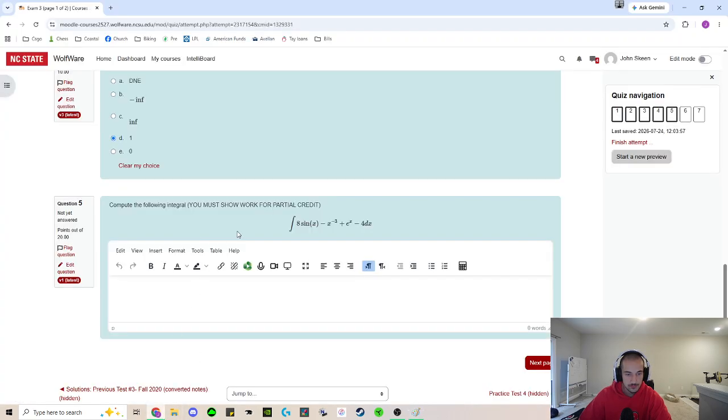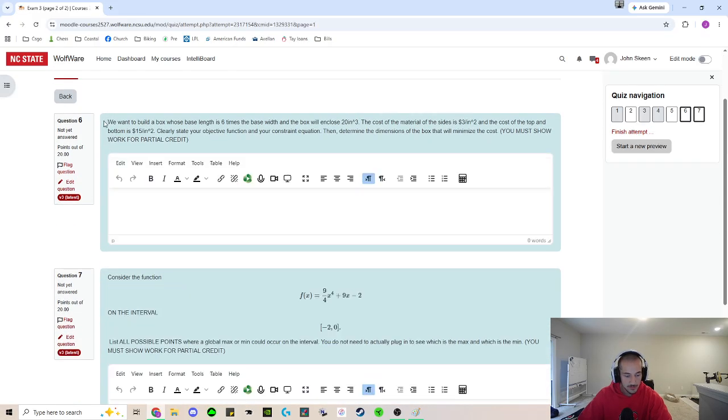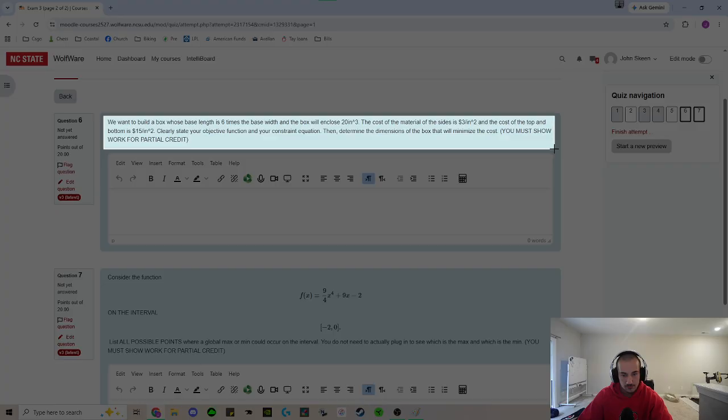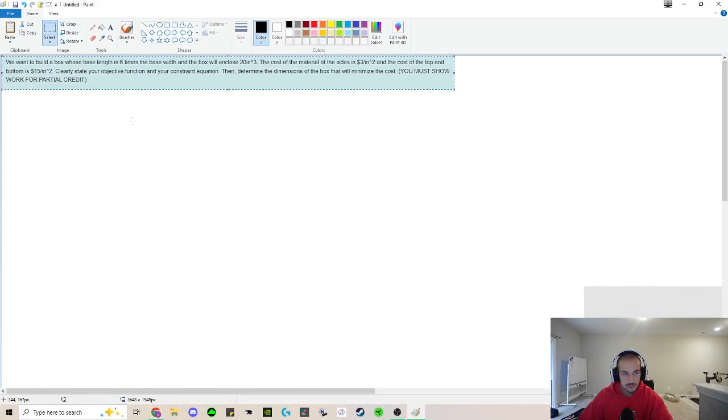Alrighty. We want to build a box. Let's just copy and paste this so we don't have to keep looking at it. Okay. We want to build a box whose base length is 6 times the base width. So base length is 6 times the base width.